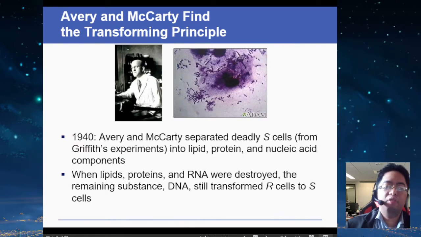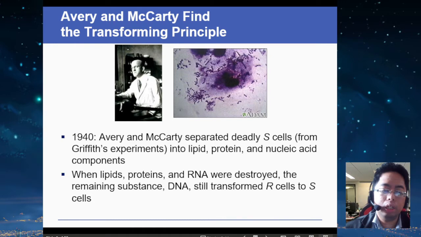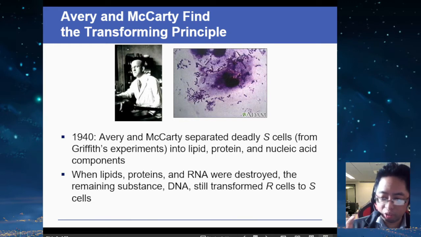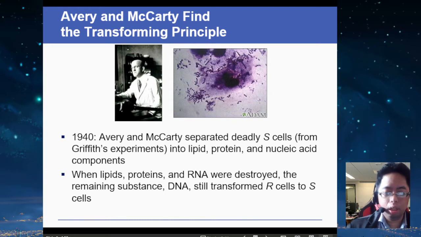So Avery and McCarty found the transforming principle. In 1940, Avery and McCarty separated the S cells from Griffith's experiment into lipid, protein, and nucleic acid components. When lipids, proteins, and RNA were destroyed, the remaining substance, DNA, still transformed R cells to S cells. So what is the thing that transformed them from a harmless bacteria, unable to fight against antibodies, to a shielded, strong, dangerous bacteria that's able to attack and kill the rat cells? It is the DNA.